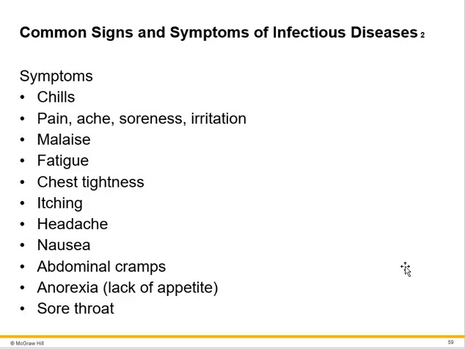And by the way, anorexia nervosa, where you don't want to eat, is a psychological kind of thing. When we say anorexia in other terms in this respect, it is a lack of appetite. So a lot of times when you have an infection, you have a lack of appetite. You don't want to eat. Sore throat would be another one. It's something you sense as a patient, but they can't measure or see it.